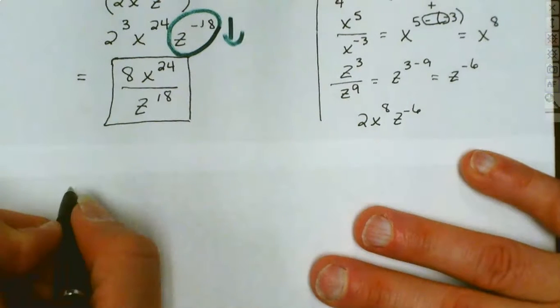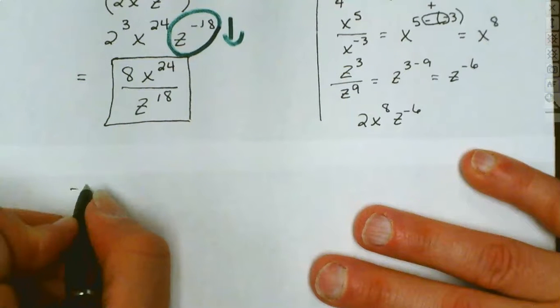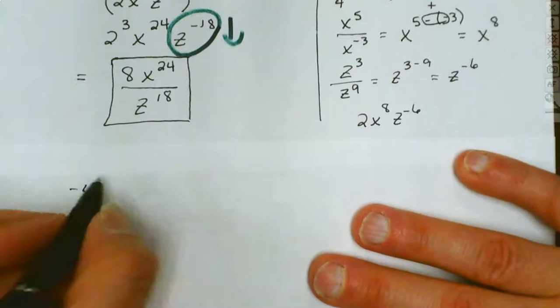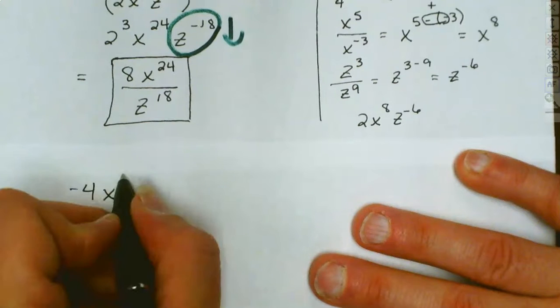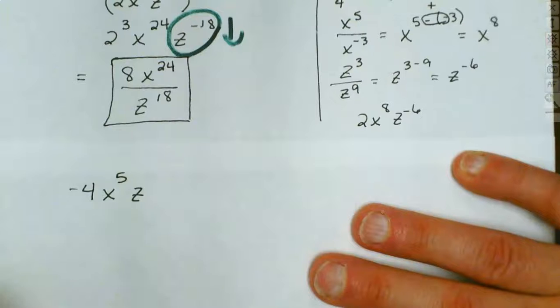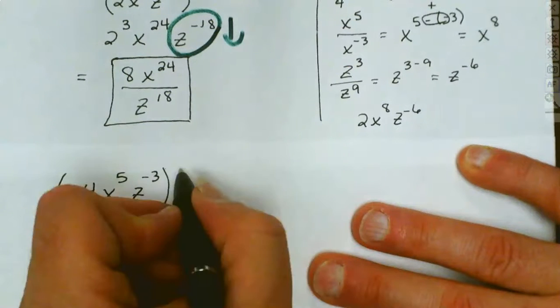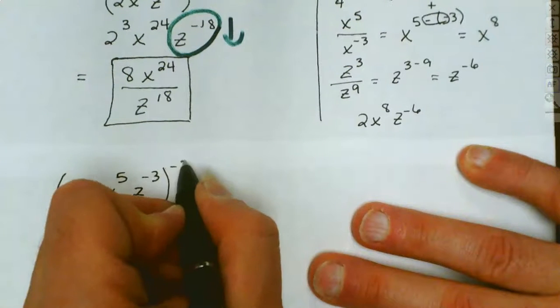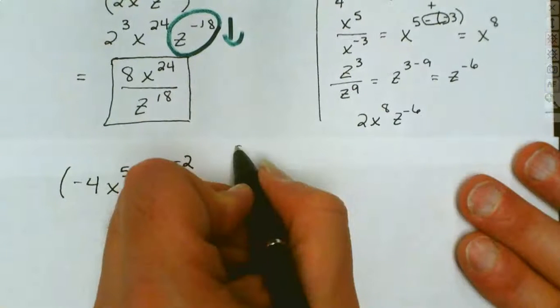So let's try now a negative 4x to the 5th z to the negative 3rd all raised to the negative second power. And again, we're going to be trying to simplify it.